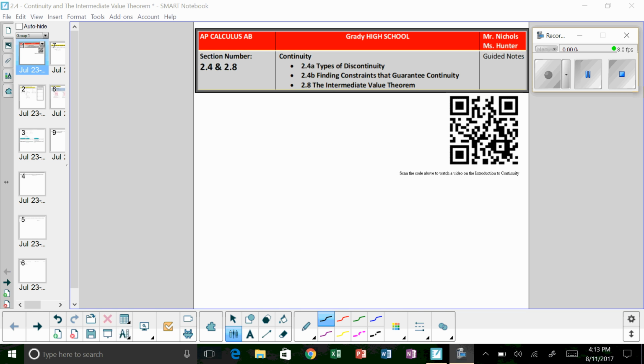Welcome back to our lesson about continuity, section 2.4. If you've not done so already, you should go back and watch the introductory video that you can link to using the QR code that you see on the screen now. We're going to skip over that content and look at some examples.